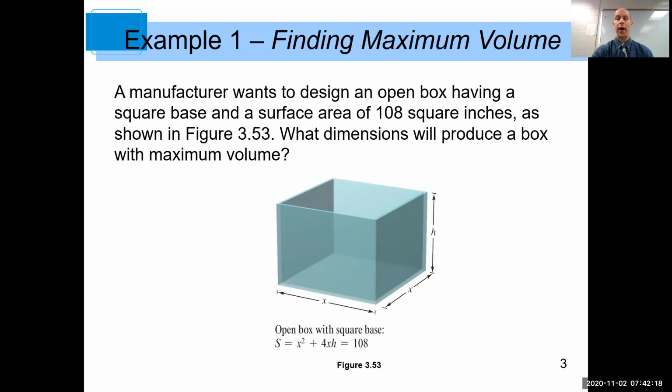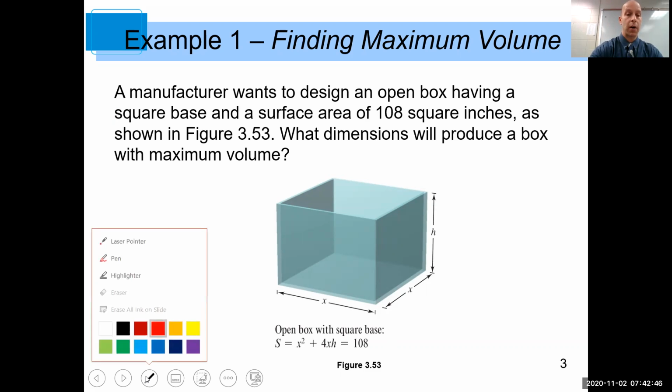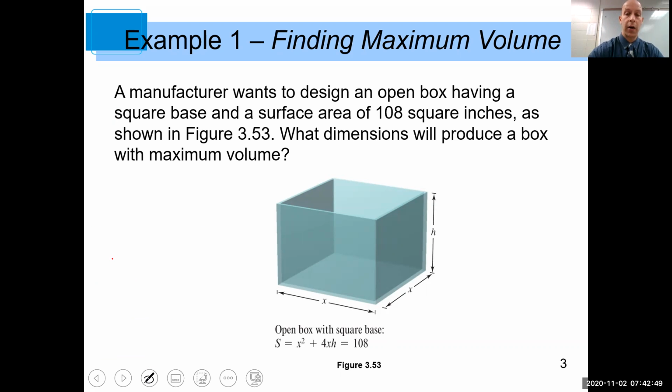Now, since the base is a square, we know that the surface area of the bottom of the box is just going to be x by x, which is x squared. And then there's going to be four sides, with each side having a base length of x and a height of h. And there's four of those, so that's 4xh. So that gives us an equation of S equals x squared plus 4xh equals 108. This is going to be our secondary equation.